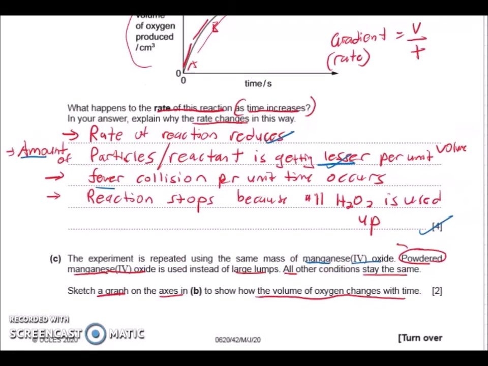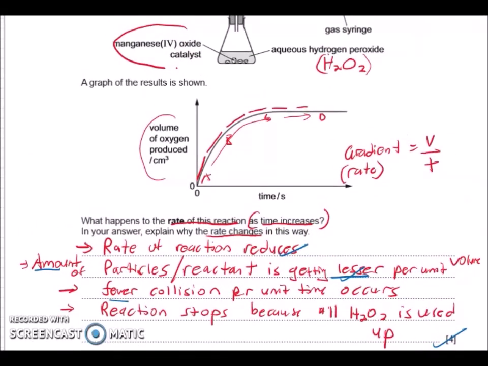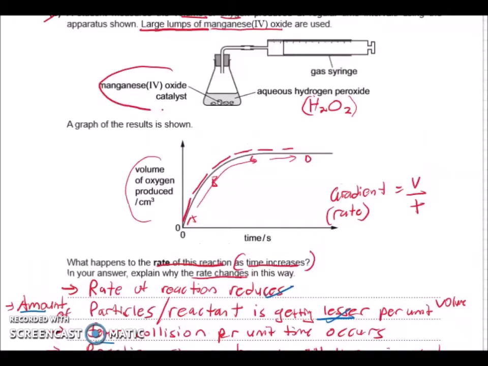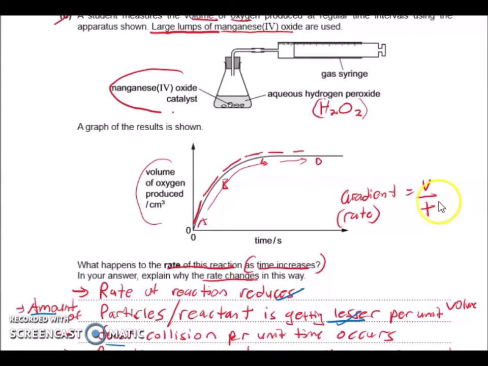So the only factor that changes here is the large lump. Okay, the large lump is being changed to powdered form. This one is being changed to powder. This is under powdered form. So what happens is it will make the reaction much faster. So I would like to draw another graph here which has the same level. Okay, so we just make a line over here.